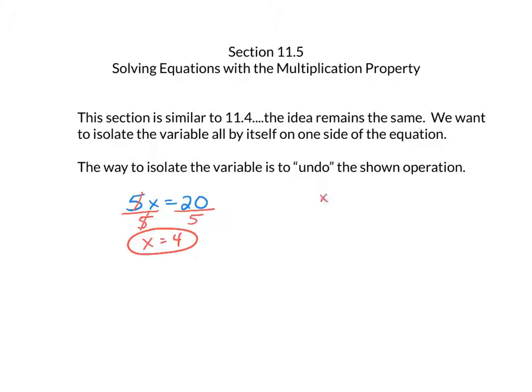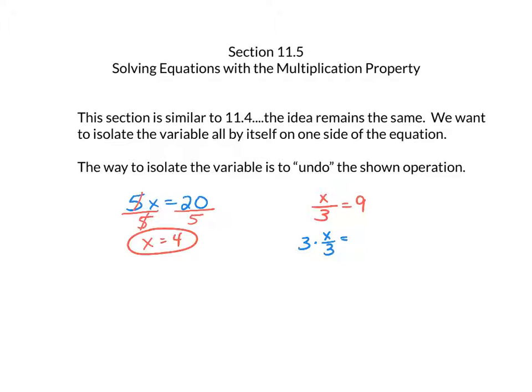Let's do one that starts off where I am dividing. It says x divided by 3 equals 9. Once again, I want to undo the shown operation, which is division. And the opposite of division is multiplication. So this time, I'm going to multiply that left-hand side by 3, because in the original problem it was x divided by 3.